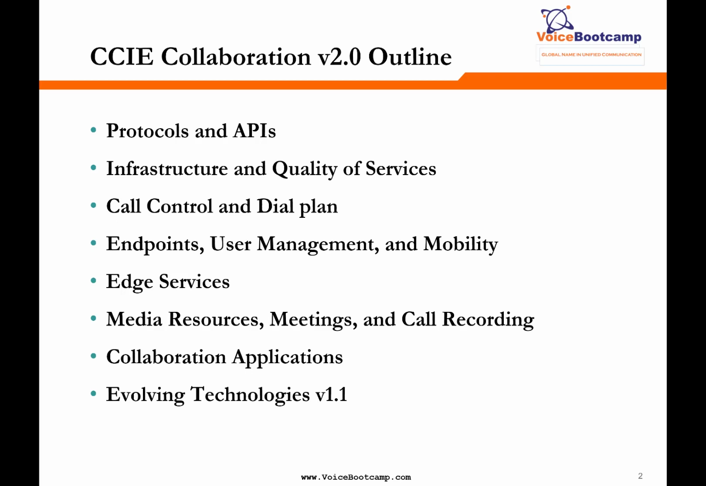The outline that Cisco has laid out, for example, focuses on a lot of protocols and APIs, followed by infrastructure and quality of service, where you focus on the networking side of the topic. It will go into call control and dial plan, followed by end user, endpoint, and user management and mobility. Then it covers edge services such as TelePresence, Expressway Edge, as well as control. Media resources, Cisco Meeting Server, and call recordings are also covered as part of the topic, along with collaboration applications and evolving technologies.